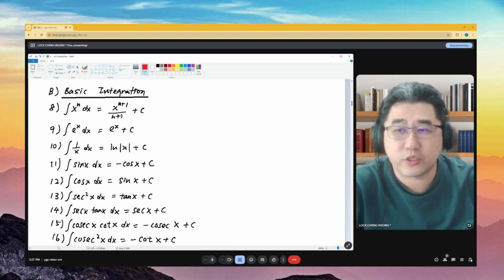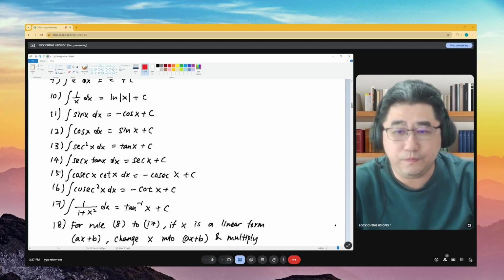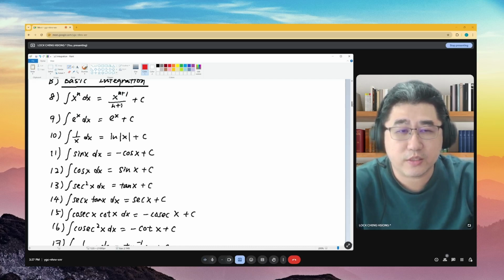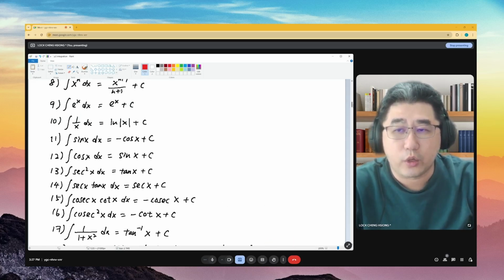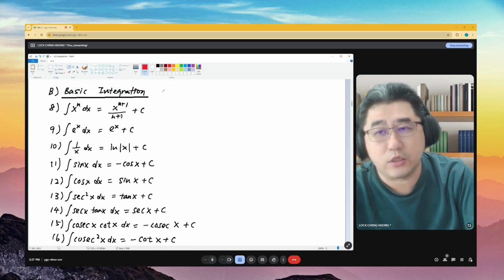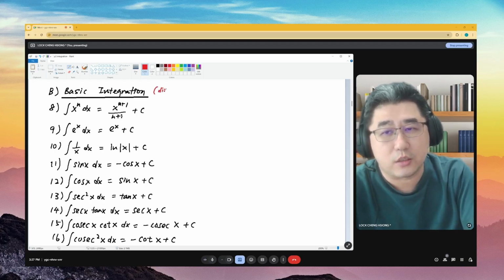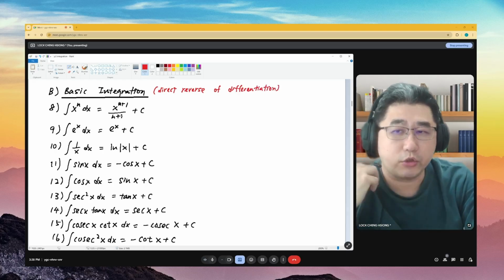Then comes section B, basic integration. In your syllabus, there are some expressions that you are expected to know the rule for. Why do we call this section basic integration? Because this is a direct reverse of differentiation. That means if you know the differentiation rules, you should know the integration rules.